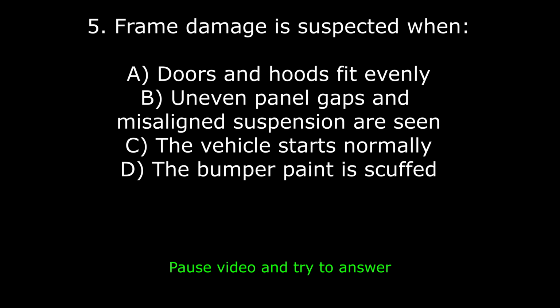5. Frame damage is suspected when A. Doors and hoods fit evenly. B. Uneven panel gaps and misaligned suspension are seen. C. The vehicle starts normally. D. The bumper paint is scuffed. Correct answer, B. Uneven panel gaps and misaligned suspension are seen. Explanation. Frame damage often results in irregular gaps, pulling, or poor wheel alignment.